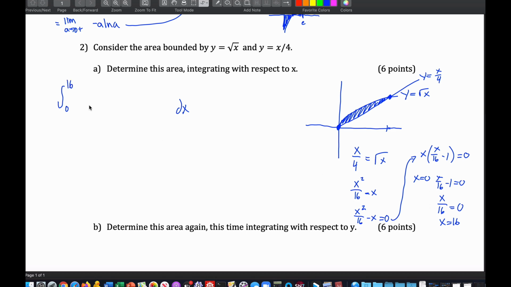And then what do I want to integrate? Well, it's just the top curve minus the bottom curve. In this bounded region, the square root of x is the top curve, so maybe I'll write that as x to the 1/2 power, looking ahead to when I have to take antiderivatives. And then I want to subtract the bottom curve, which is x over 4.